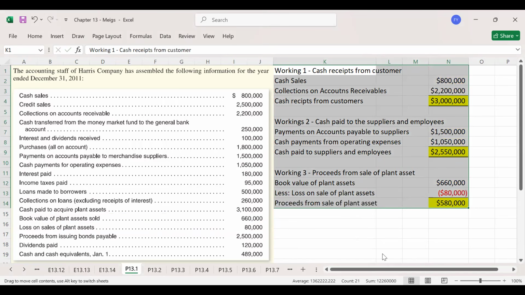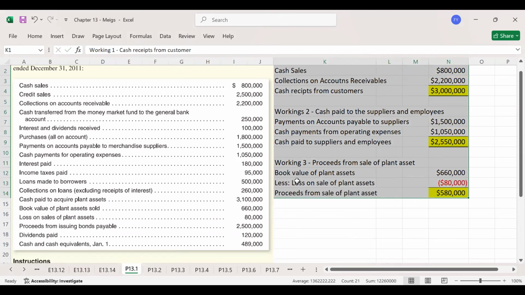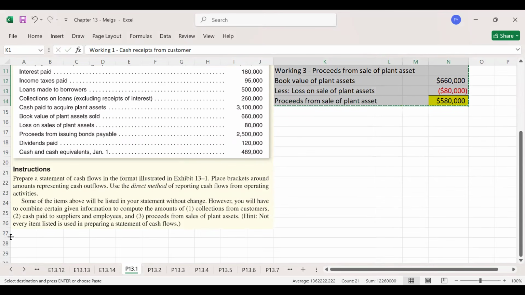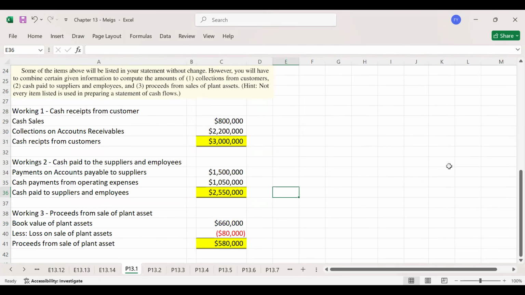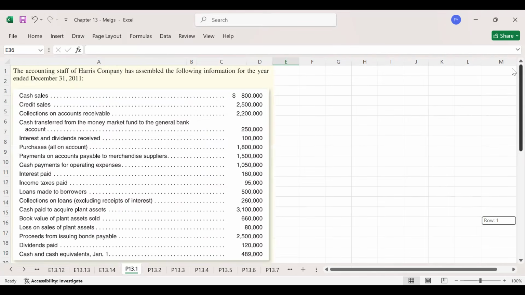So we can copy these calculations here, and I have transferred these workings to the side columns. Now we are starting the proper cash flow statement. For the proper cash flow statement, first of all the name of the company is required, which is Harris Company, and the information is related to the year December 31st 2011.